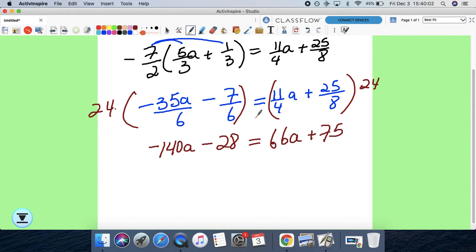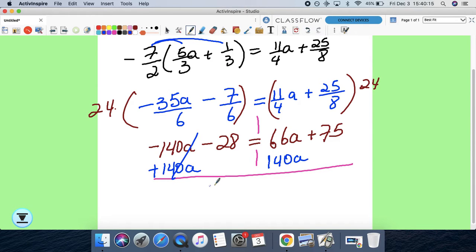There are two variables, one on each side, so let's get rid of the small one. Again, you're free to get rid of whatever you want, but I choose the small one. In order to get rid of minus 148, the additive inverse is 148, so I add 148 to both sides. Those two go away, and I'm left with negative 28 on this side, and on the other side, 206a plus 75.